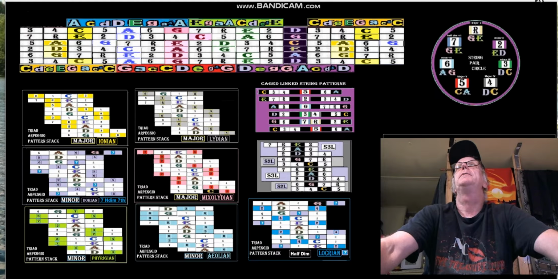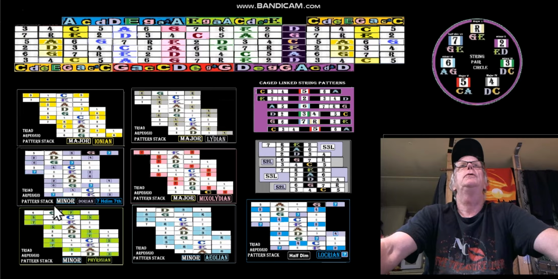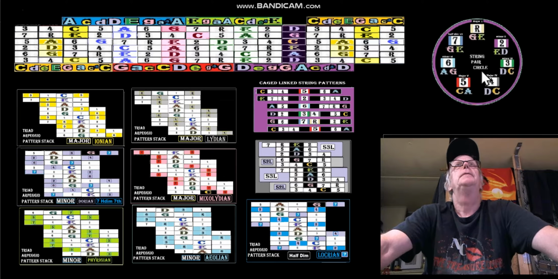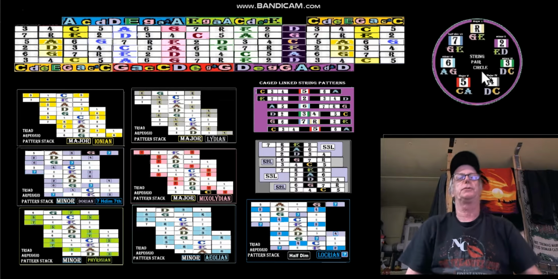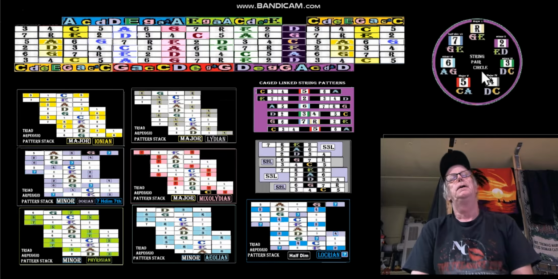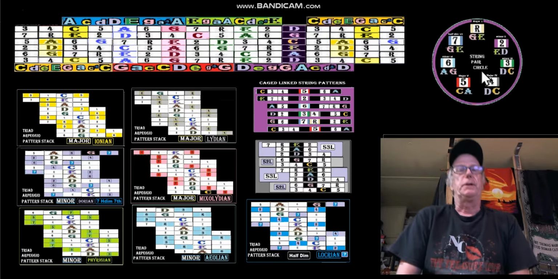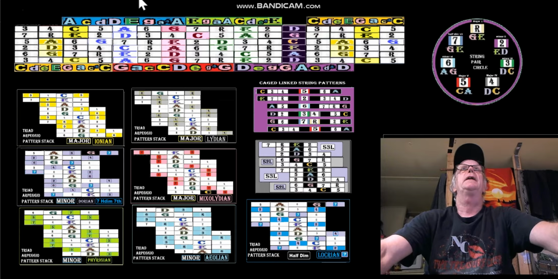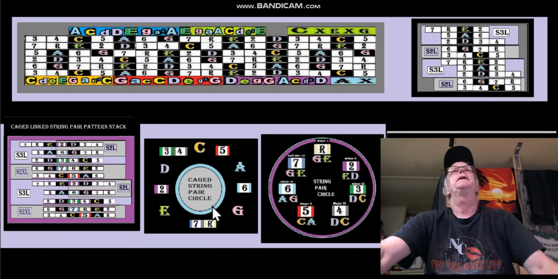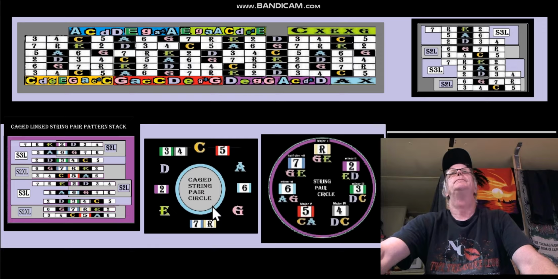And today we're going to be looking at that a little bit more as necessary. We're also going to be focusing on the string pair circle, and I have a new circle for you. It's an embellished older circle. I think it's called the CAGED string pair circle. So we can take a peek at that, so you don't have to wonder what I'm talking about. It's right here, the CAGED string pair circle.